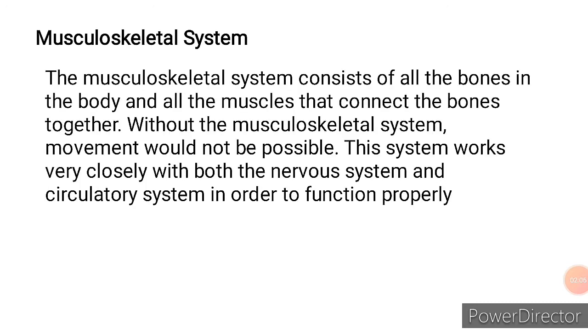Let's look at the musculoskeletal system. What is the musculoskeletal system? The musculoskeletal system consists of all the bones in the body, okay, and all the muscles that connect the bones together. Without this system, movement would not be possible. The system works very closely with both the nervous system and the circulatory system in order to function properly. Do you get it now? Yes, they work together to function properly.